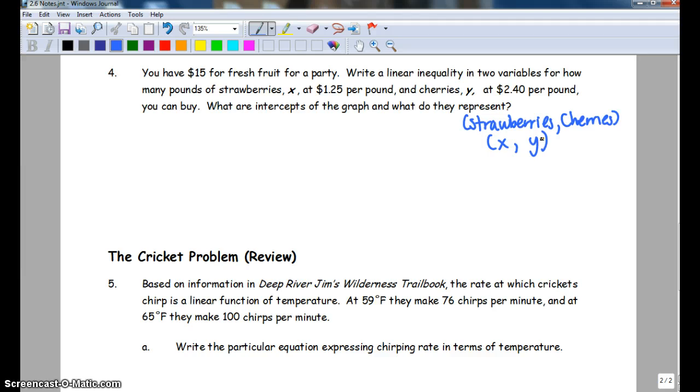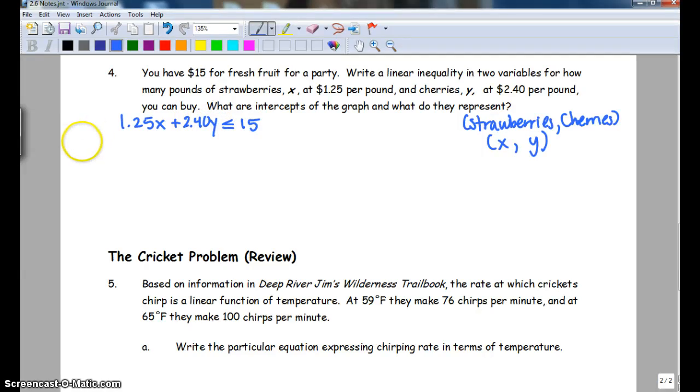All right, so this inequality is going to be very similar to the one we just did. You only have $15, so that's going to be less than or equal to 15 because you can't spend above $15. And we have $1.25 for the number of strawberries, and we have $2.40 for the number of cherries. So this would just be your inequality.